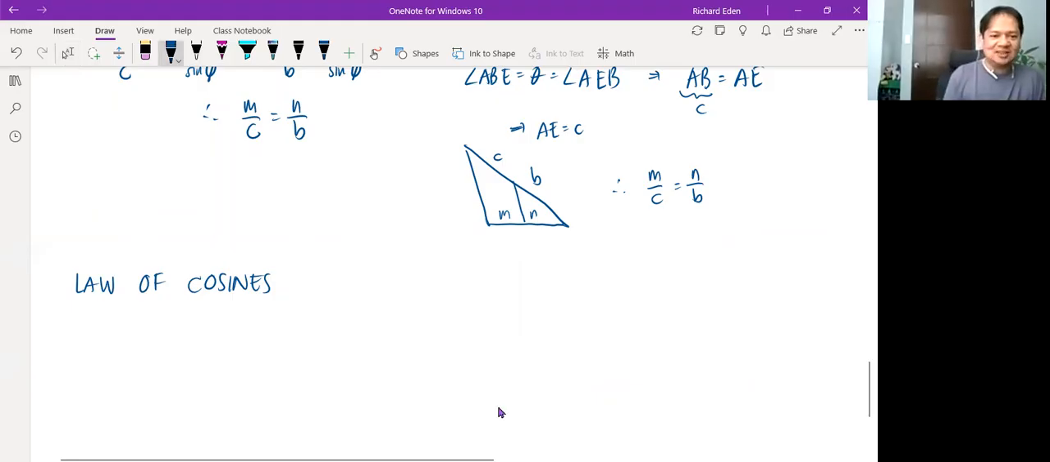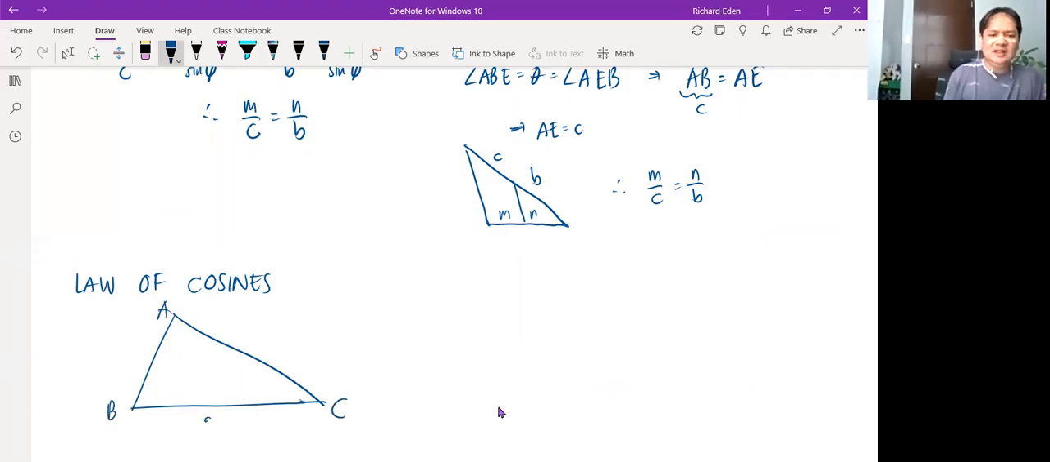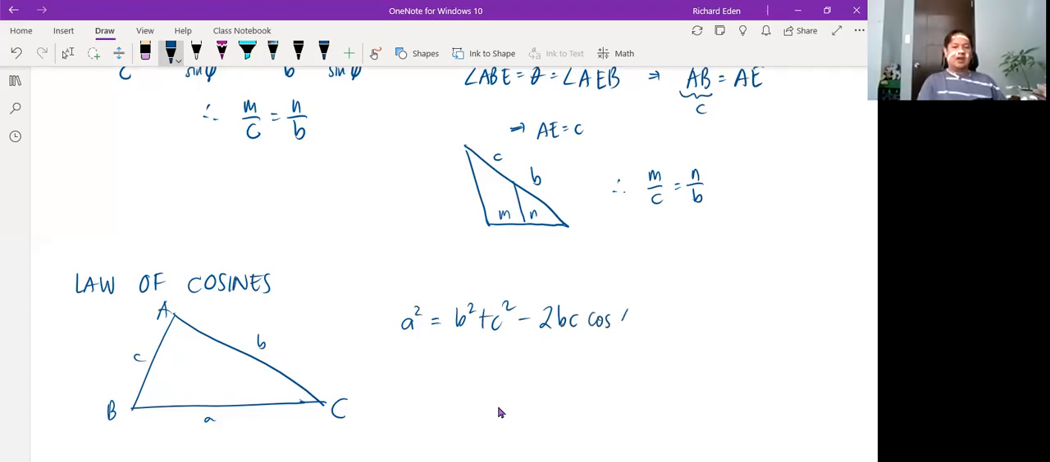Now, the law of cosines says that, I think I already presented this last time, A, B, and C. There are actually three statements that we can come up with. A squared is equal to the sum of the squares of the other two sides minus two times. It looks like the Pythagorean theorem. Actually, we are going to go there. It's a squared equals b squared plus c squared minus 2 times bc times the cosine of alpha.